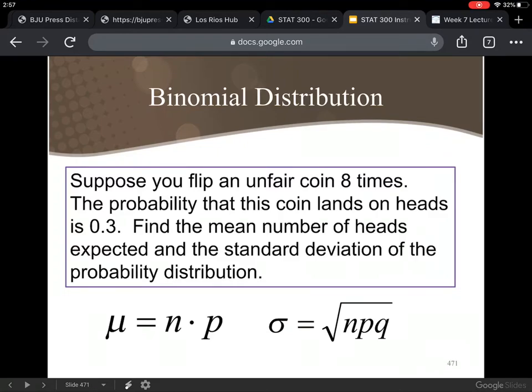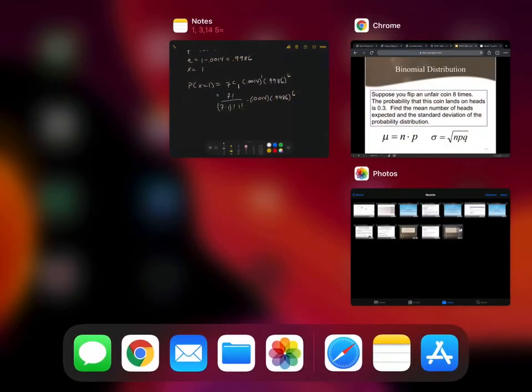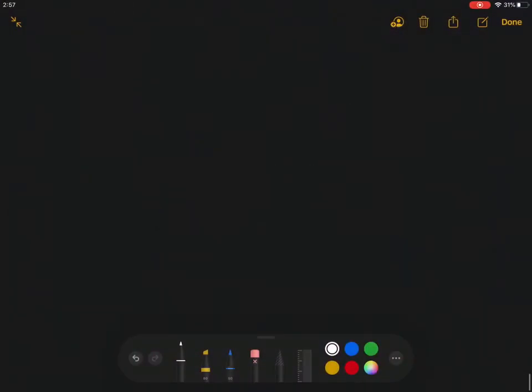Suppose you flip an unfair coin 8 times. The probability that the coin lands on heads is 0.3. Find the mean number of heads expected and the standard deviation of the probability distribution. So 8 and 0.3, I have those. Let's use those. So we have n is equal to 8, p is equal to 0.3, and q therefore is 1 minus 0.3 or 0.7.